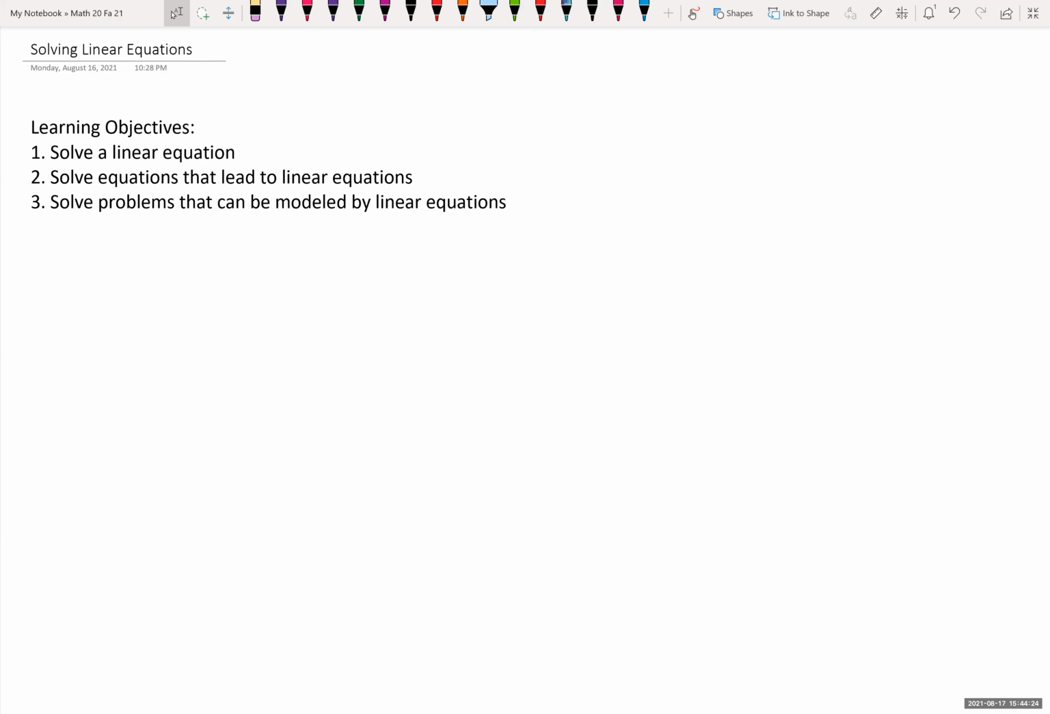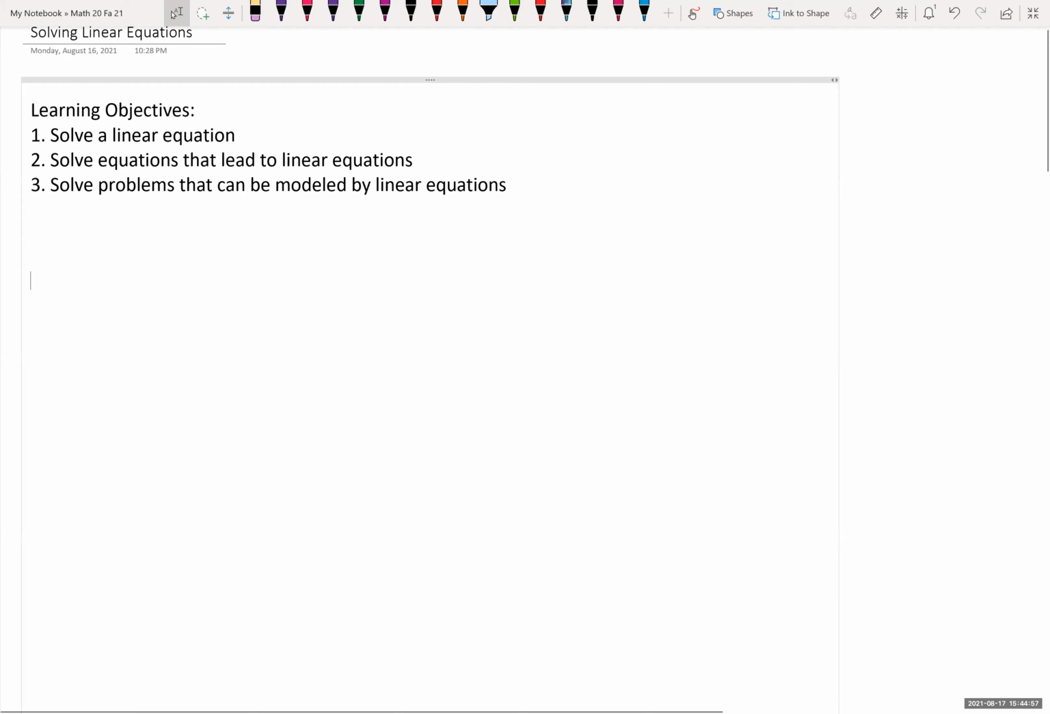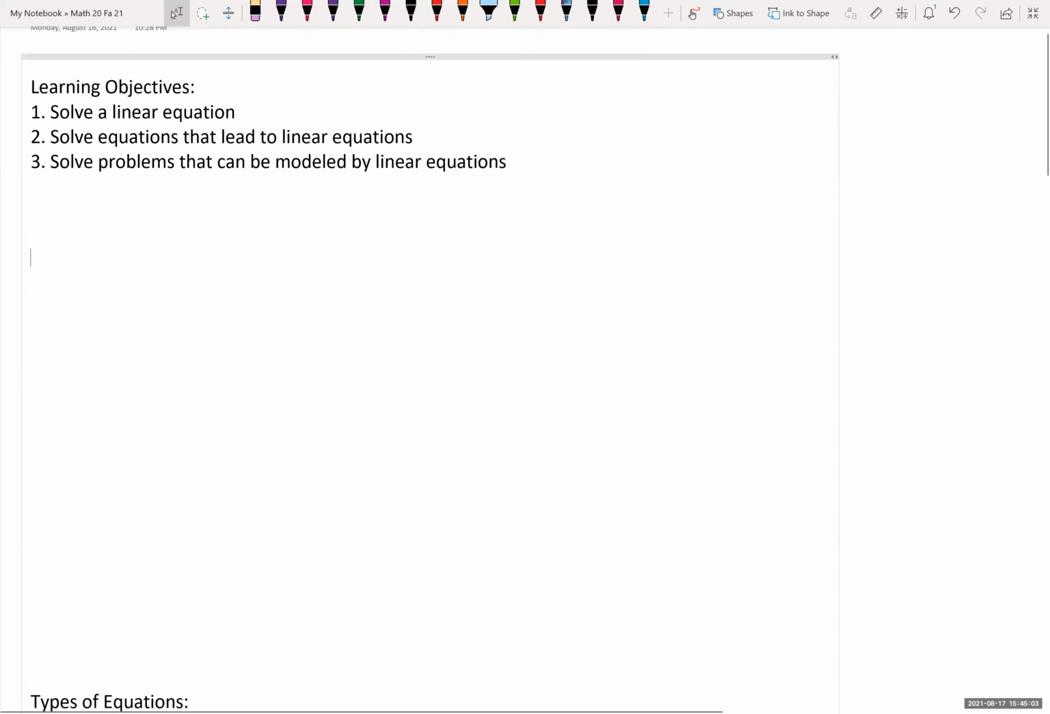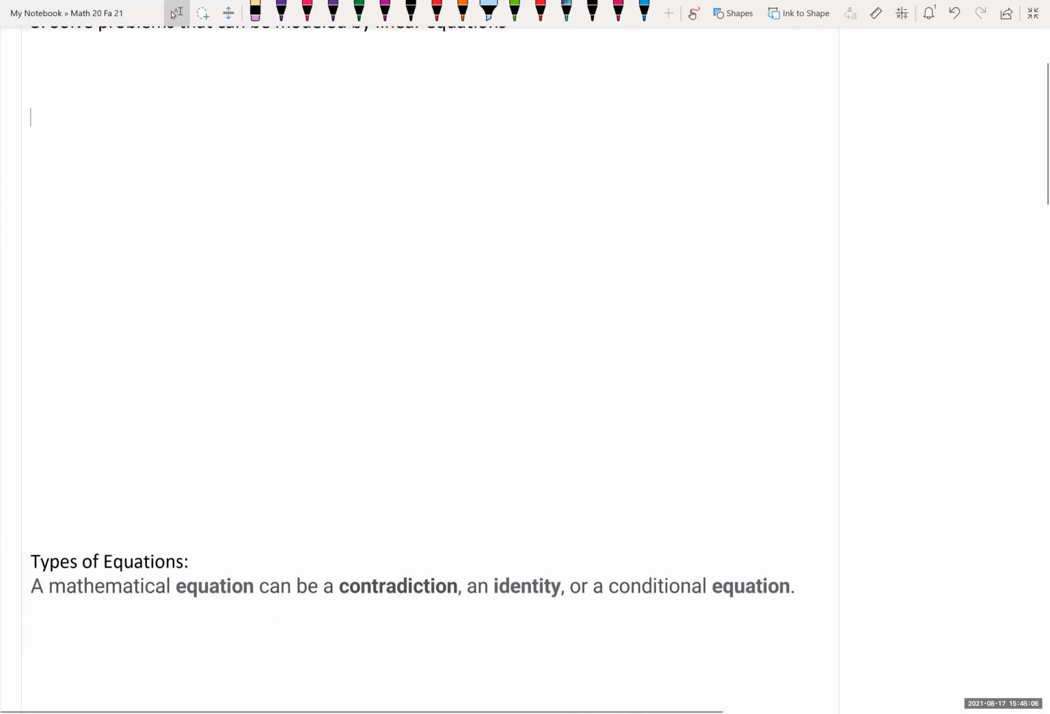And so learning objectives, this is what I expect you to know after going through this section and doing your homework. So you should be able to solve a linear equation. Hopefully you should also be able to identify what a linear equation is. You should solve equations that lead to linear equations. So maybe when we started looking at the equation to solve, it wasn't linear, but as we worked through and progressed through solving for the solution, it became a linear equation. And then you should be able to solve problems that can be modeled by linear equations. So that's what we're expected after this lecture.